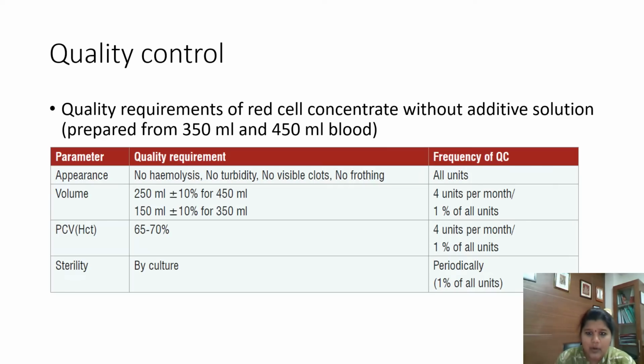Coming to the quality control of a PRC without additive solution. Regarding appearance, it's the same. There should not be any hemolysis, turbidity, clots or frothing. Regarding volume, it must be plus or minus 10% from 150 to 250 ml. The hematocrit should be 65% to 70%.